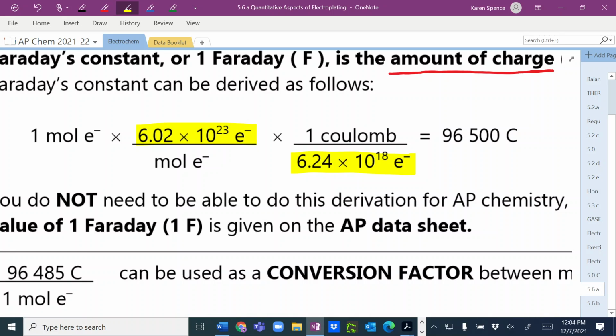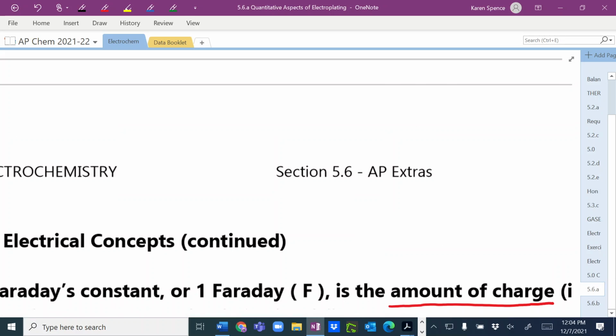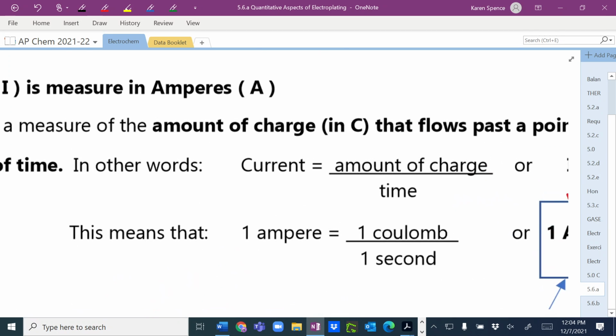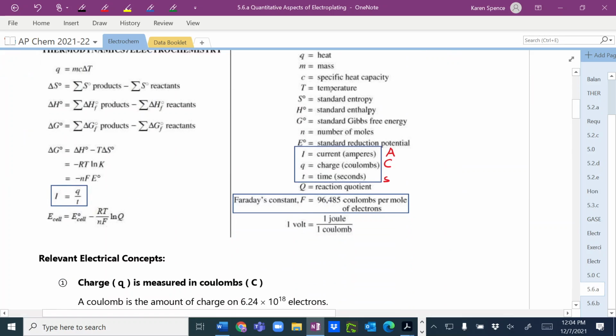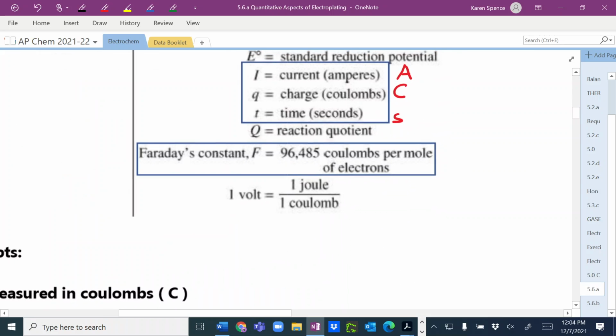Do you need to memorize that number? No, because guess what? It is given to you in great detail to 5 significant figures. Why 5? I don't know, but it's given to you right here. Okay, the key thing is to remember that this can be used as a conversion factor between coulombs and moles. Okay?